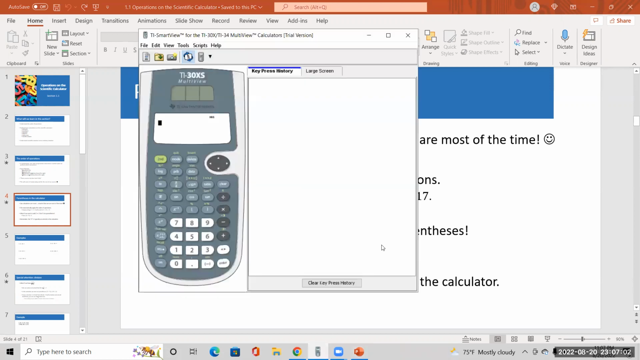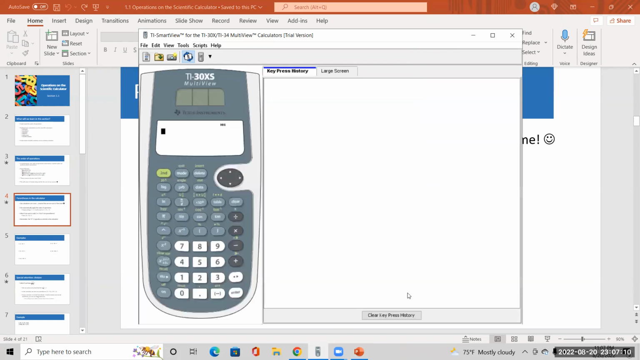So if we look at what our calculator looks like, see if I can make this any bigger. This is why I'm staying out of present mode, by the way, in PowerPoint. Okay, so if we simply type 2 plus 3 times 5 and press enter, that's going to give us that 17 that we saw.